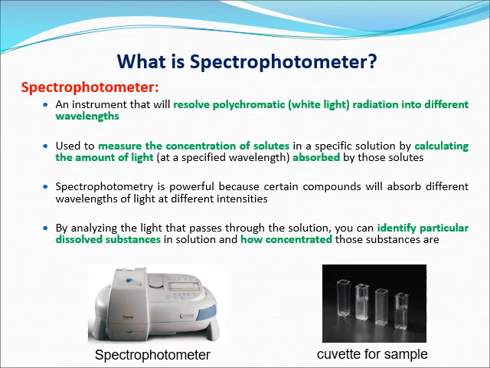To study spectrometry, we use a machine known as a spectrophotometer. The spectrophotometer measures the concentration of your samples using the spectrometry method, where the concentration is based on the amount of light absorbed by your sample. If your sample can absorb more light, the concentration of your sample will be higher. Again, by analyzing the light that passes through the solution, you can identify the particular dissolved substances in solution and how concentrated those substances are.